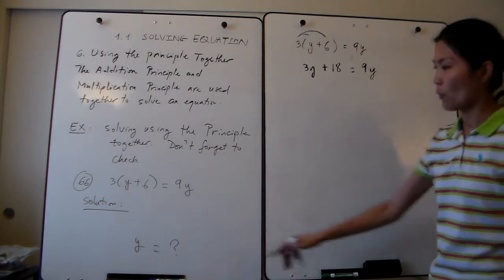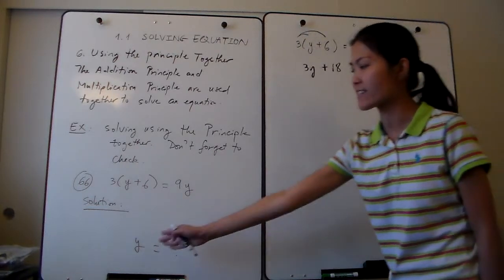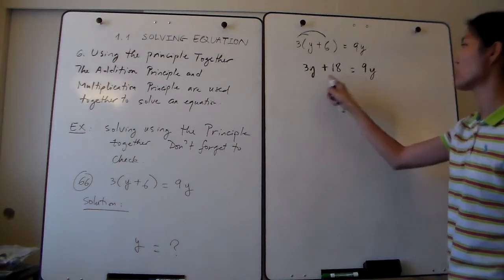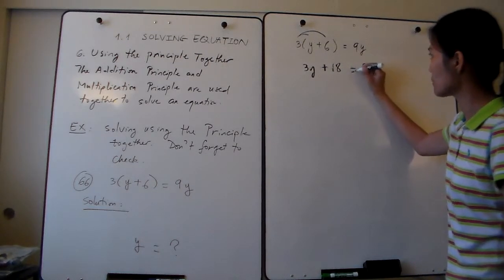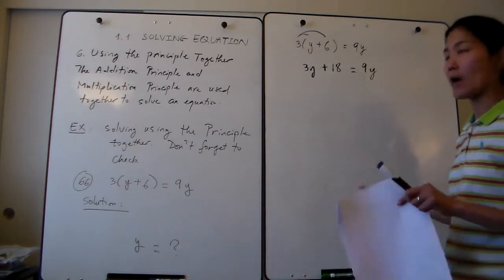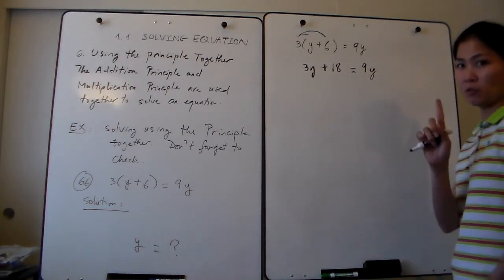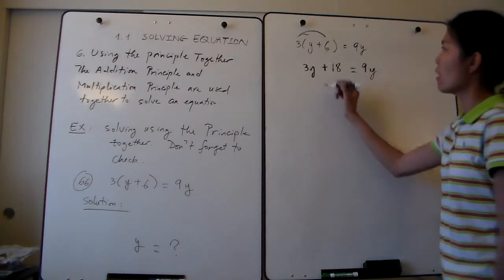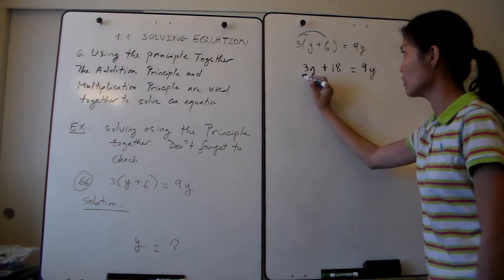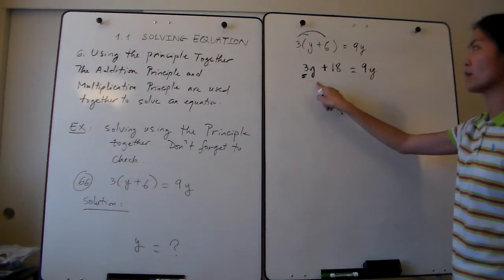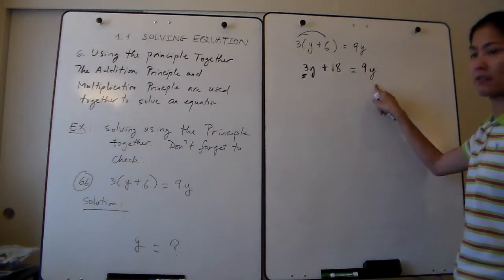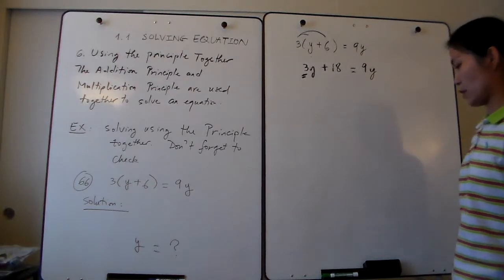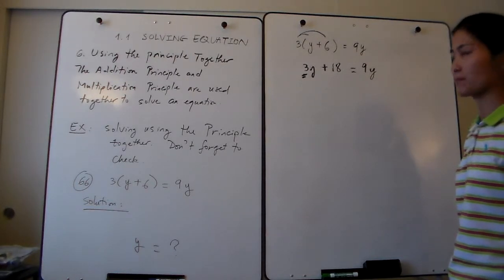Now, we need to solve for y. That means only one side has y only. But for this case, we have y on both sides of the equal sign. So we need to combine the two y terms onto only one side. Personally, I like to eliminate the y with the smaller coefficient. Do you see that 3y here is smaller than 9y right here? So I'm going to eliminate this 3y using the addition principle.